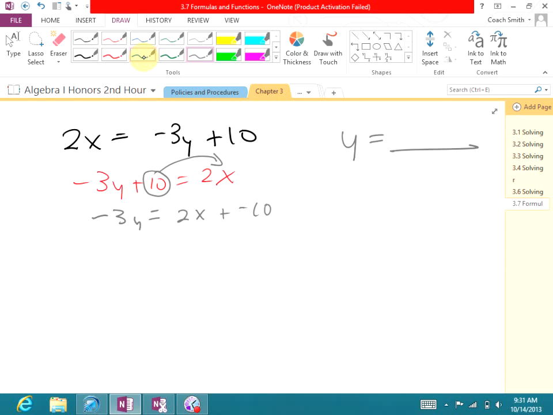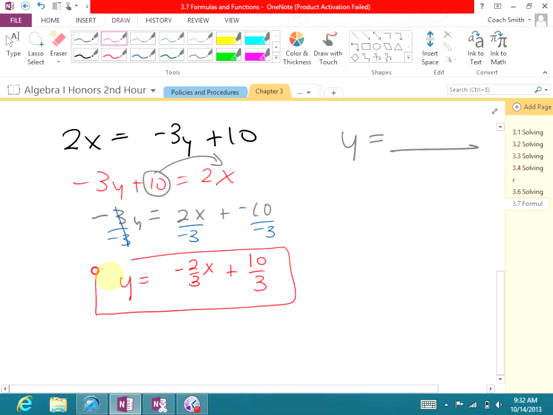Okay? Now, I'm going to divide by negative 3 to everything in the problem. This cancels. This gives me y is equal to negative 2/3 x plus 10/3. The reason 10/3 is positive is because of those two signs right there.